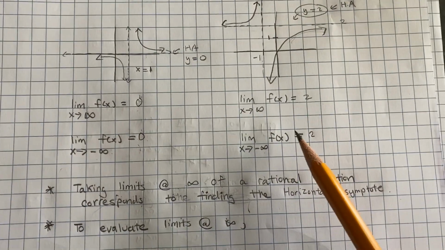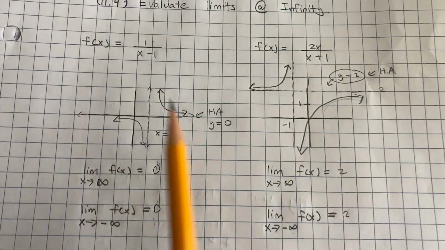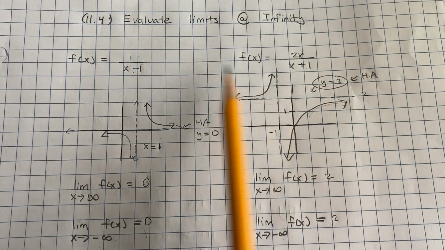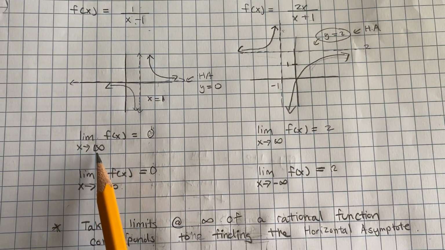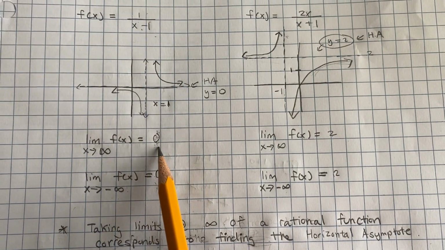This is always going to be true when you take the limits at infinity of a rational function. Remember, a rational function has variables in the denominator. Okay? And it doesn't matter if I go to positive infinity or negative infinity. It's always going to approach the HA.